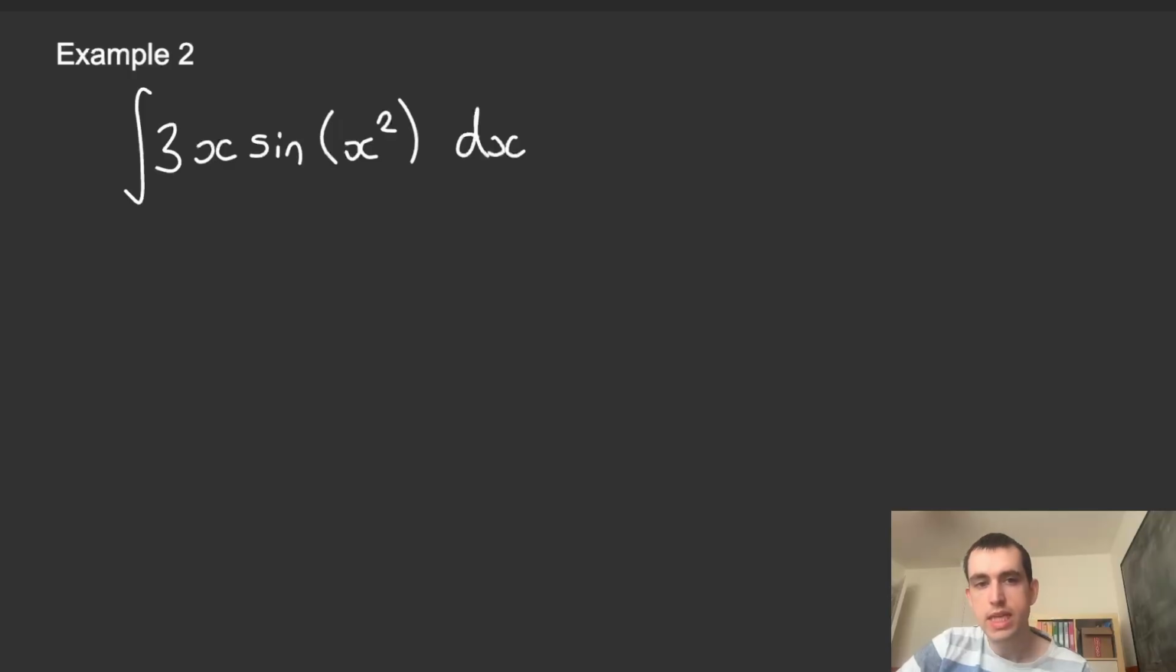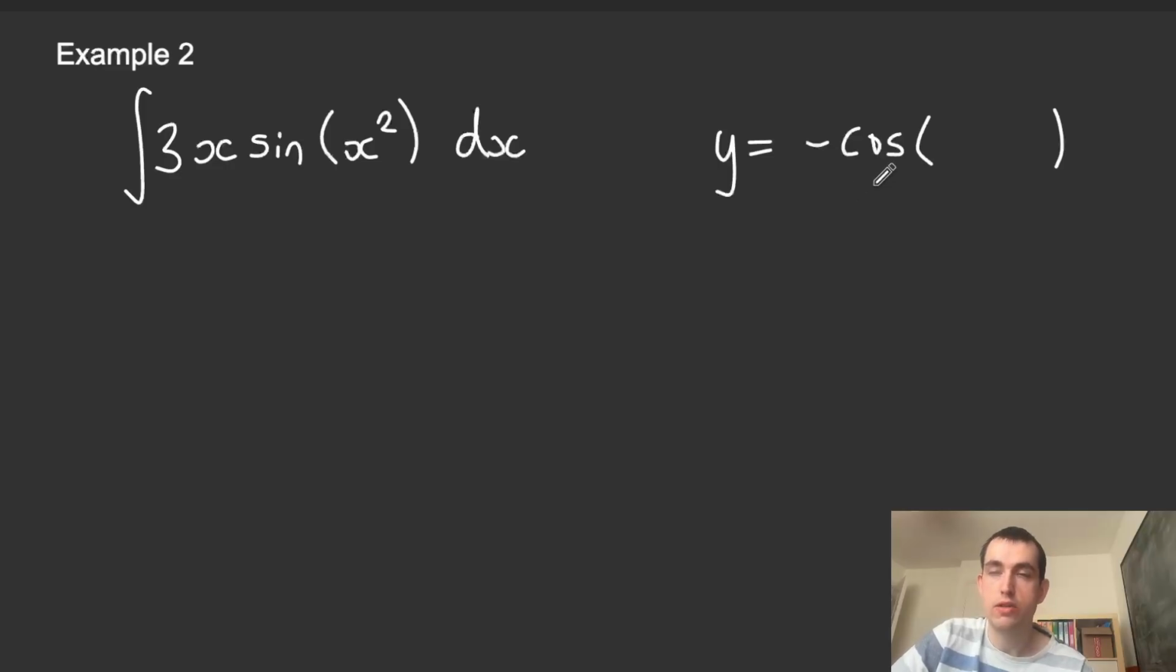Example 2's now got sin(x squared) times 3x all inside an integral. And again, we have to think through what might differentiate to give this. Well, how would we ever get a sine from differentiation? To get sine by differentiating, we know we must differentiate a minus cos. Maybe we don't know what goes in the middle, but that's at least our starting point, because the derivative of minus cos of x is sine of x.